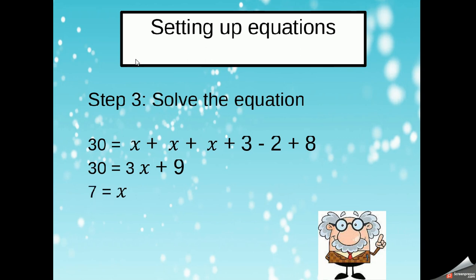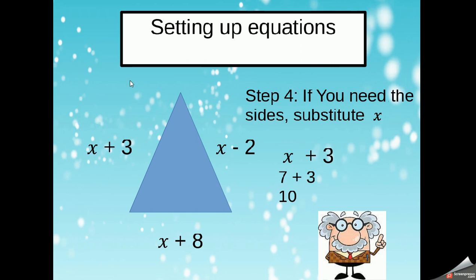Sometimes, particularly in geometry questions, you might be asked to calculate the actual values that you've been given. So in this case, we were given that the side was x plus 3. Well, what was the actual length of that side? Well, we worked out that x is 7, so all we've got to do is substitute that x in. So for the side of x plus 3, 7 plus 3, the side is 10.